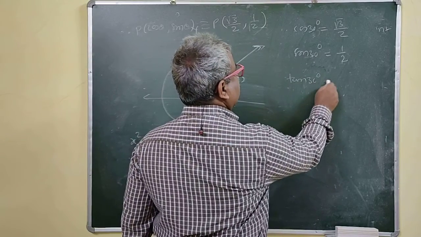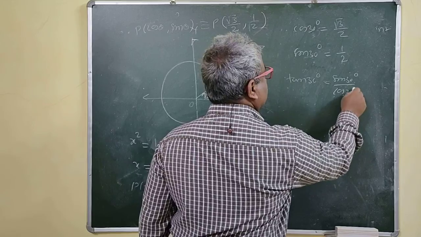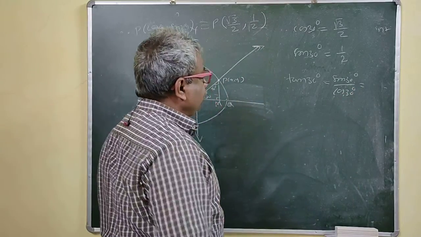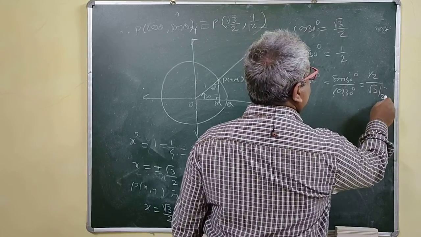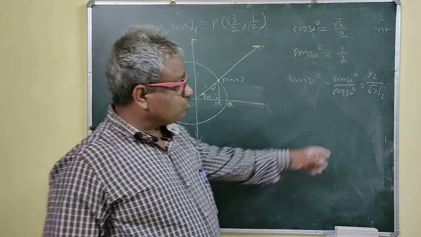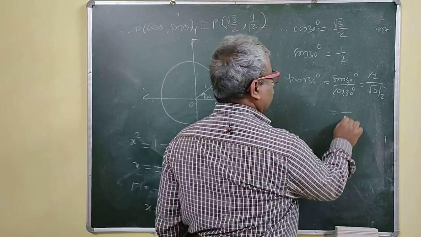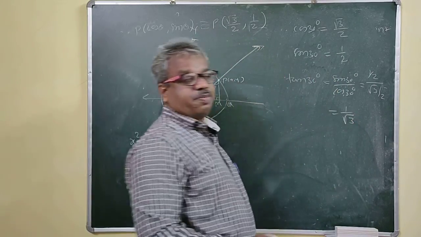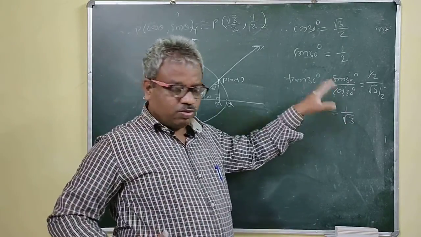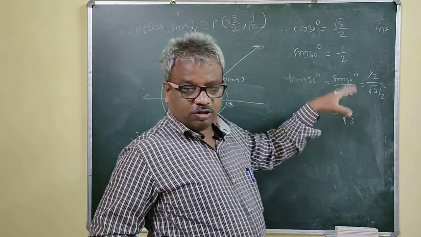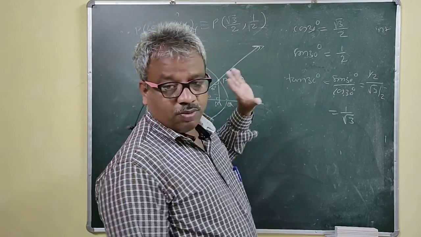So tan 30 degrees is equal to what? Sin 30 degrees upon cos 30 degrees. So sin 30 degrees is what? Half upon root 3 by 2. Both the denominators of numerator and denominator are the same. They get cancelled. So this is what? 1 by root 3. It is better to remember the value of this. Right? So if you don't remember, don't bother about this one. I will tell you how to find the value of this if you don't remember it. Within a minute you can write the values of this.